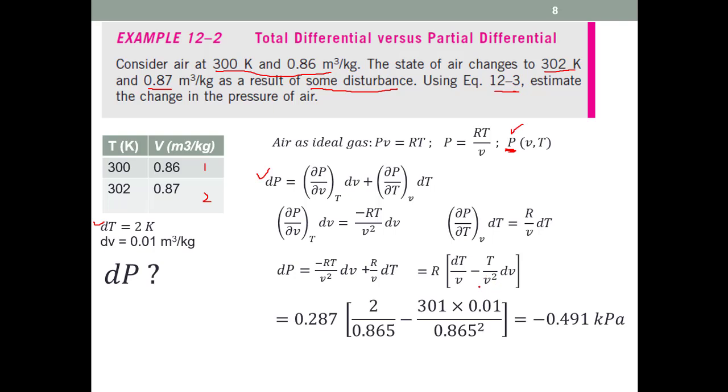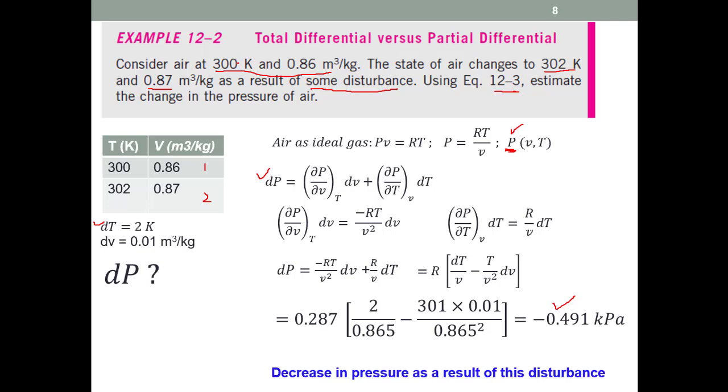We can take the average specific volume. If we simplify, we get the change in pressure as -0.491 kilopascal. The negative sign indicates that there is a decrease in pressure, right? That means the pressure is decreasing.